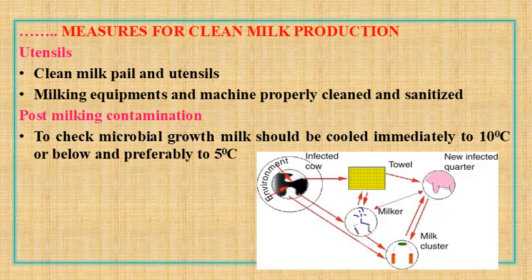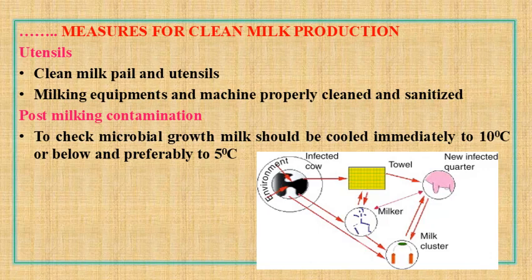In continuation, measures for clean milk production: the utensils, which include the milk pail or other utensils or cans and vessels, should be maintained clean. And then equipment or milking machines are very important. They have to be properly cleaned and sanitized regularly. Otherwise, they will carry contamination and even microorganisms can enter the teat through the teat canal.